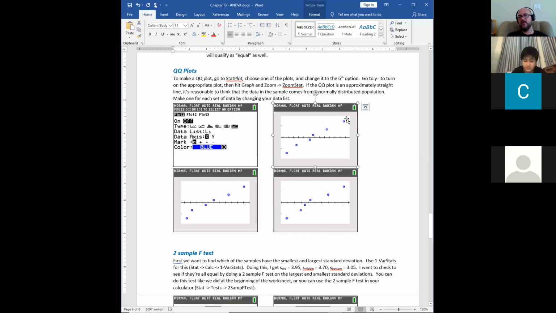Which, if it's relatively straight, tells us that the population distribution is likely normal. It's at least plausibly normally distributed. Yeah, that's what we're looking for.